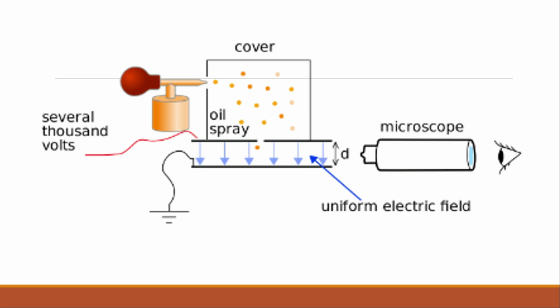So now we know we have it charged, we can observe it, and we can manipulate it by manipulating the voltage. We can manipulate that droplet by manipulating the voltage.